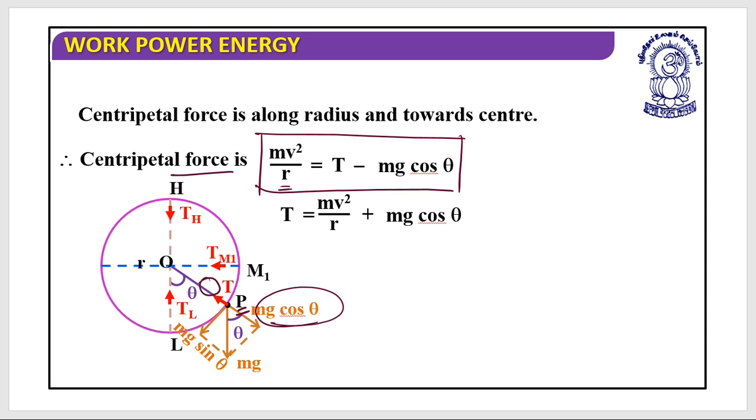Does it clear? This is the required centripetal force, T minus mg cos theta. Does it clear? Great. So tension at any location could be written like this: T is equal to mv square by r plus mg cos theta.